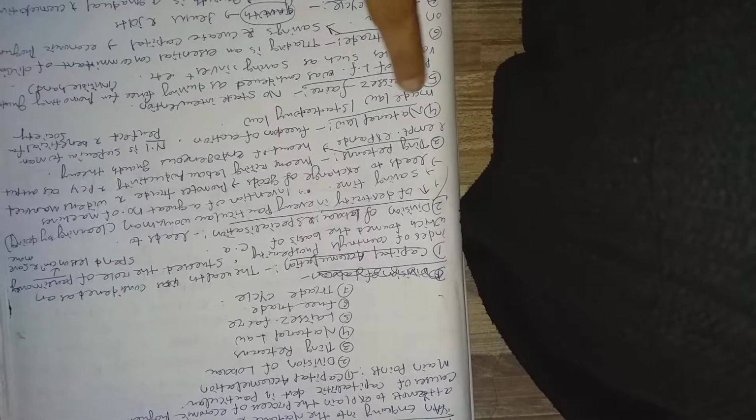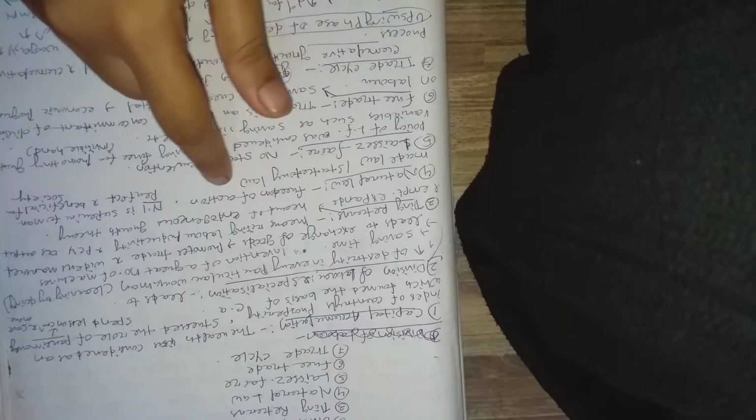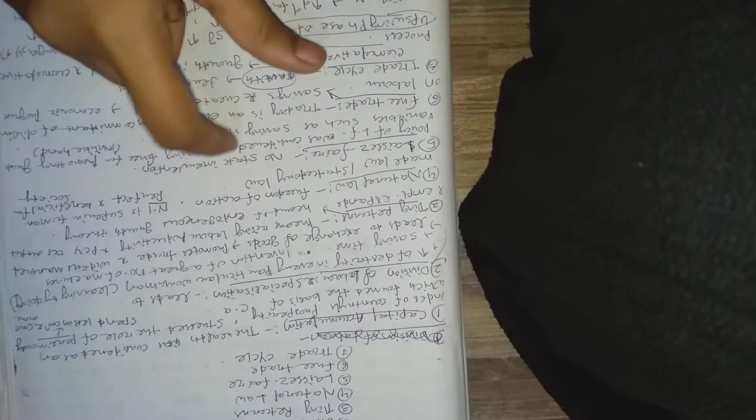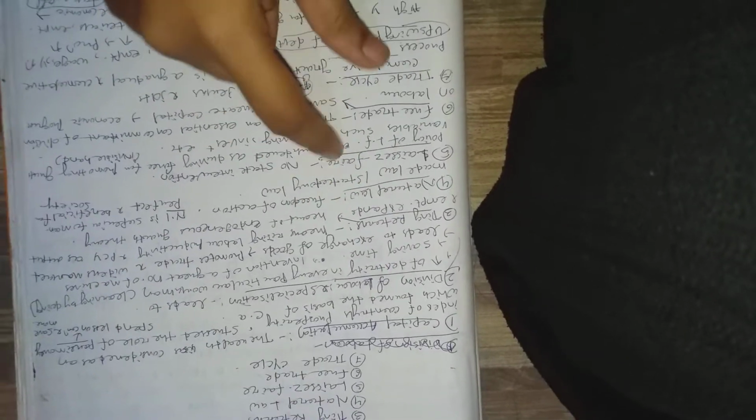Next, the fourth one is natural law, freedom of action. Natural law leads to freedom of action. That is, this leads to laissez-faire. That is, no state intervention. Natural law and laissez-faire are interrelated.